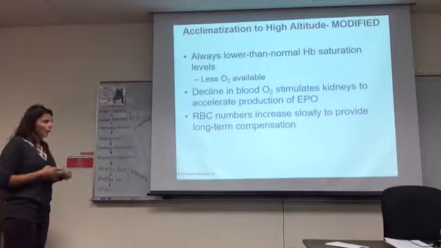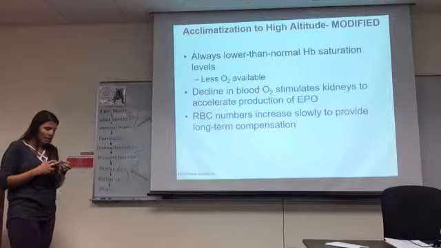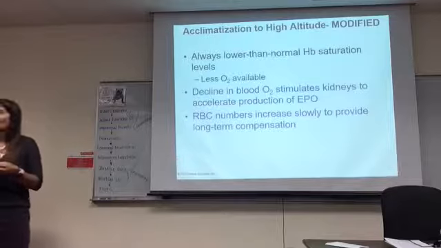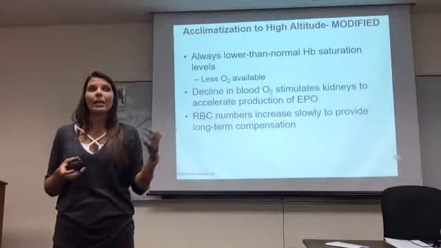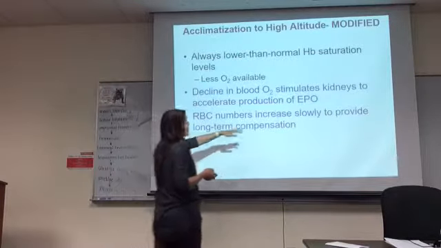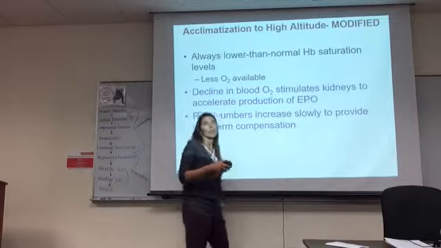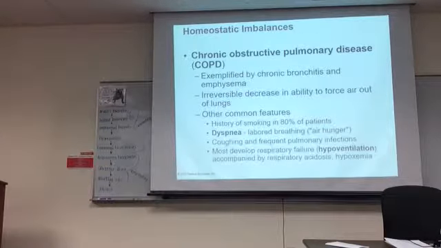Do you remember what EPO does? EPO is erythropoietin, the production of red blood cells. So acclimatization, if we need more oxygen, we need more red blood cells. So it's mentioning EPO here. It's released from the kidneys to allow us to produce more red blood cells and therefore transport more oxygen.